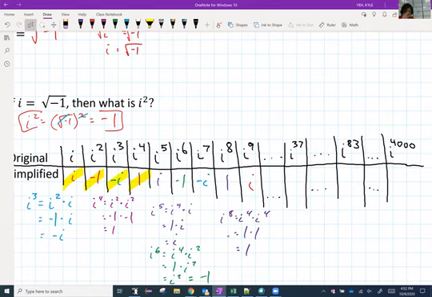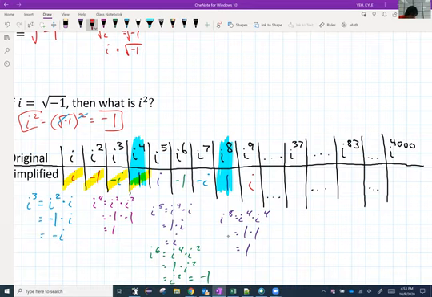Now we know it repeats, but I don't really want to count all the way up: i to the first, second, third, fourth, fifth, sixth, seventh, eighth, ninth, 10th, 11th, 12th. I don't want to have to count up all the way to 37 or 83 or 4,000 as you see in the table. But here's what I do know. I'm going to change colors in my highlighter. Every multiple of 4, i to the fourth, i to the eighth, i to the 12th, i to the 16th, because of this pattern, they're all going to be 1. So I just have to think, okay, i to the 4, 8, 12, 16, 20, 24, 28, 32, 36. i to the 36th is 1 because 36 is a multiple of 4.